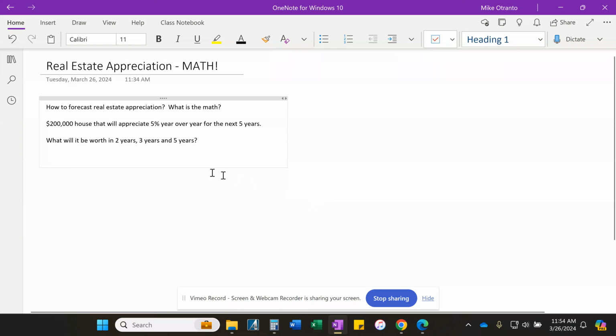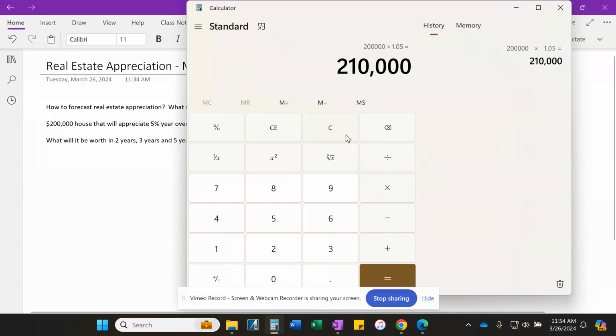So, all right, we have to make some assumptions here. We're assuming that our house is worth $200,000 and it's going to appreciate 5% year over year for the next 5 years. So, what's the easiest way to figure this out? Get your calculator out, and I'm going to show you a long way and a short way.